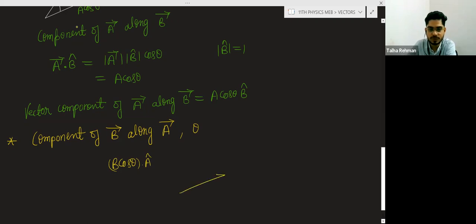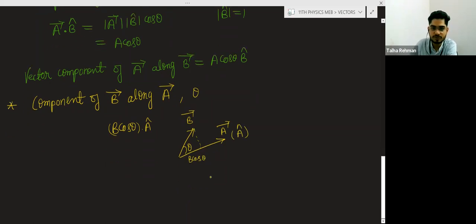So this is suppose your a vector and this is suppose your b vector. This is the angle theta and you want to calculate the component of this b vector. Component means some part of this b vector along this a vector. That will be b cos theta, and here will be one unit vector. So this will become b cos theta, this is not dot, simply the unit vector of a.